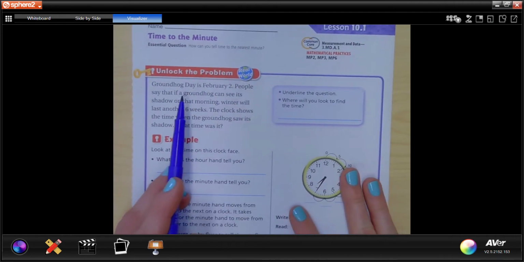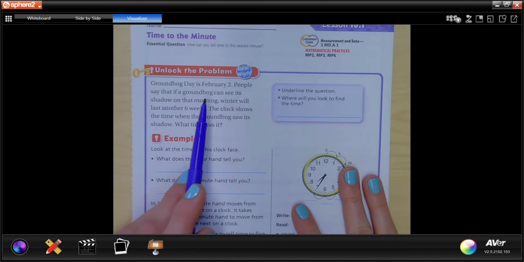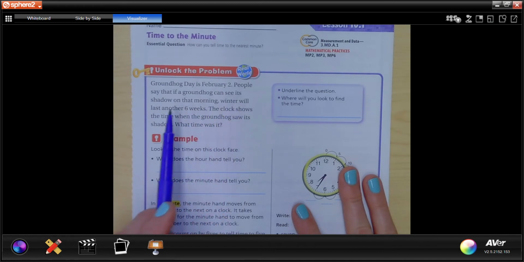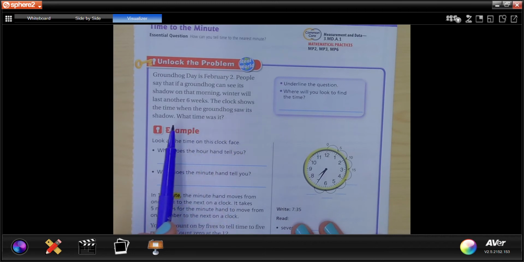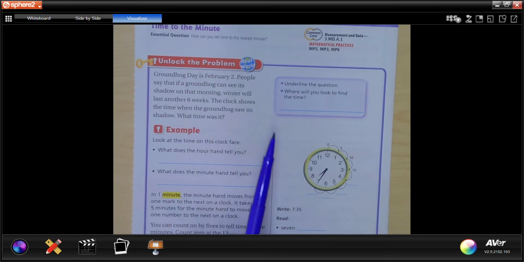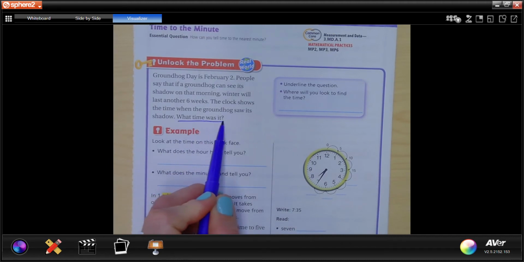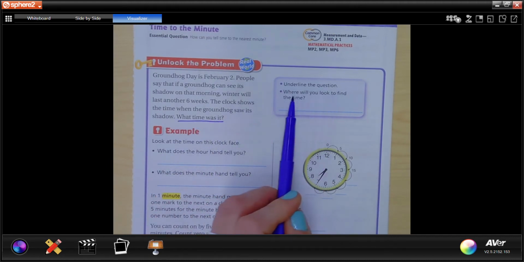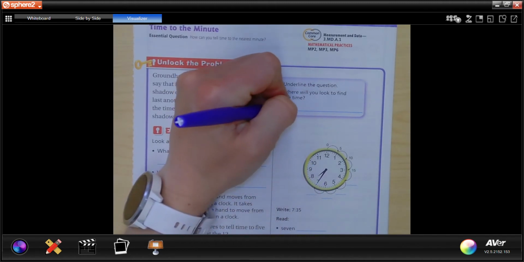Unlock the problem. Groundhog Day is February 2nd. People say that if a groundhog can see its shadow on that morning, winter will last another 6 weeks. The clock shows the time when the groundhog saw its shadow. What time was it? Underline the question. Question is, what time was it? Where will you look to find the time? We are going to look at the picture of the clock.